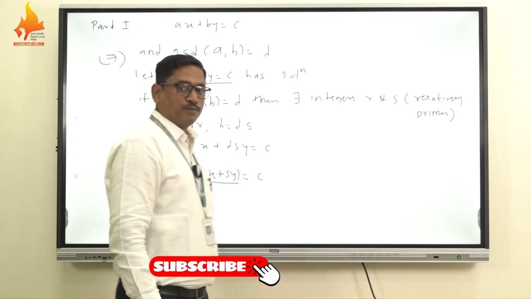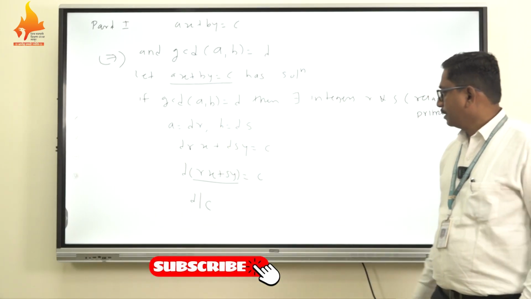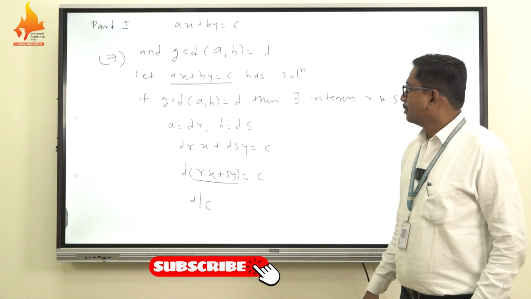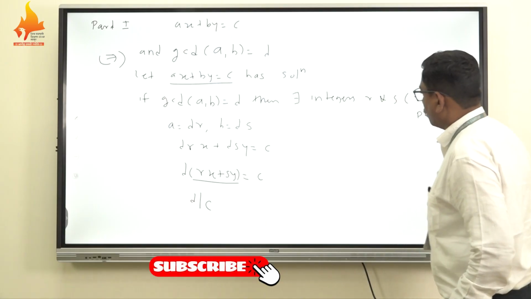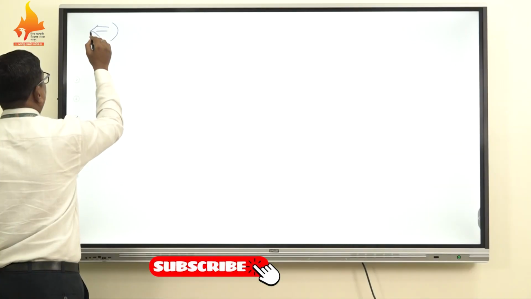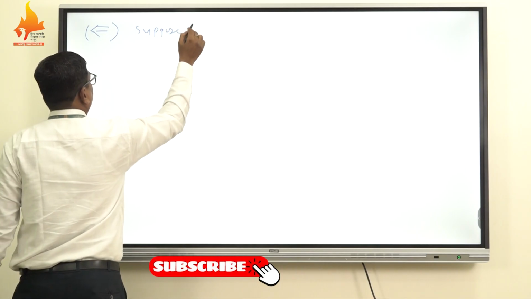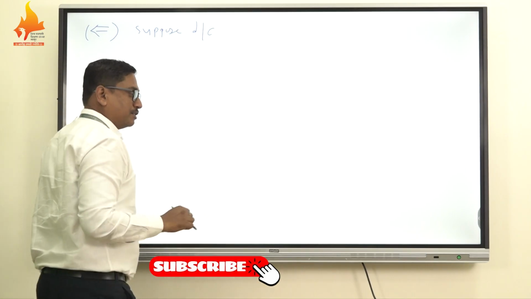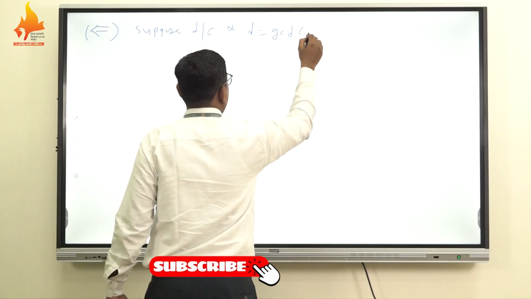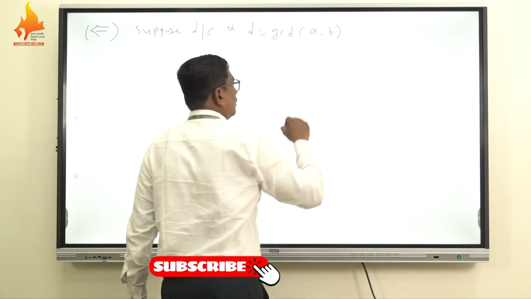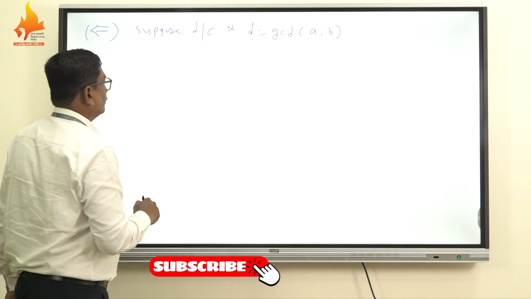Now conversely, what do we have to prove? Conversely, we have to prove that if D divides C, then Ax plus By equals C has a solution. So let us see how we get a solution here. Now the converse part: suppose D divides C, and D is the GCD of A comma B. A and B are the coefficients of x and y in that linear Diophantine equation.